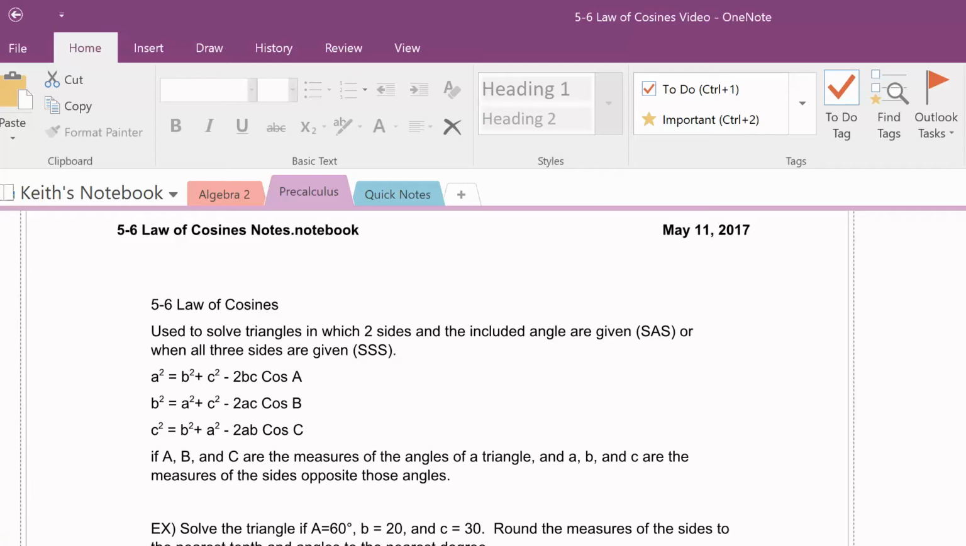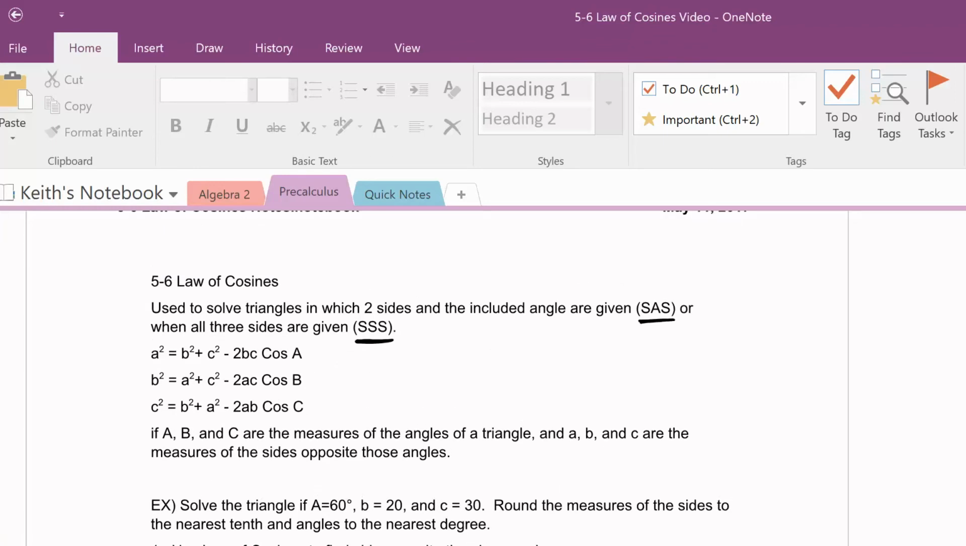We will use the law of cosines when we're given side angle side, where the angle is between the two sides, or when we're given all three sides, side, side, side. So the law of cosines, depending upon what angle or side you are trying to find, is basically going to be the side opposite the angle that you're taking the cosine of squared equals the sum of the two other sides squared minus 2 times the product of the two other sides times the cosine of that angle.